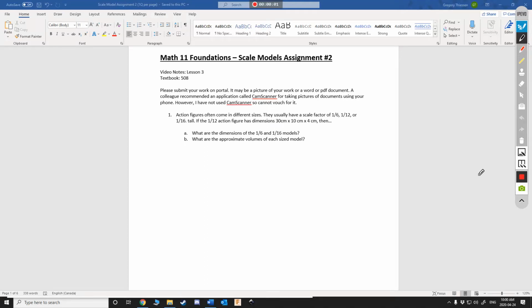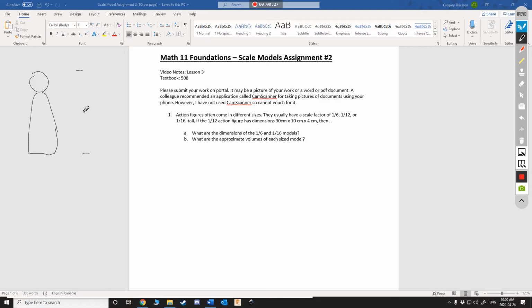Okay, so these are the solutions to assignment number 2. Question 1 says action figures often come in different sizes: there's the 1/6 model, 1/12 model, and 1/16. When they say a 1/6 model, if you have a figure, maybe it's Iron Man or Hulk or whatever it is, here's my person. If you have a 1/6 model, it's literally 1/6 the size.